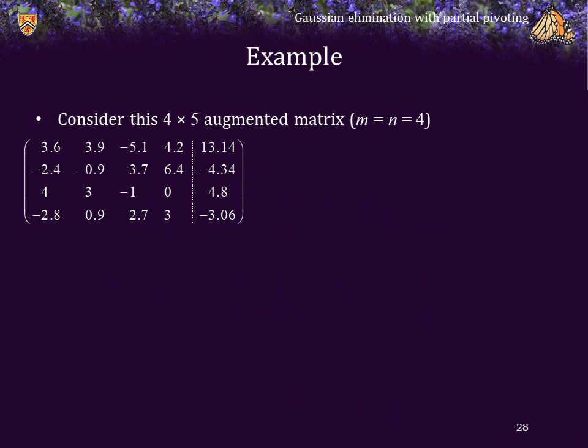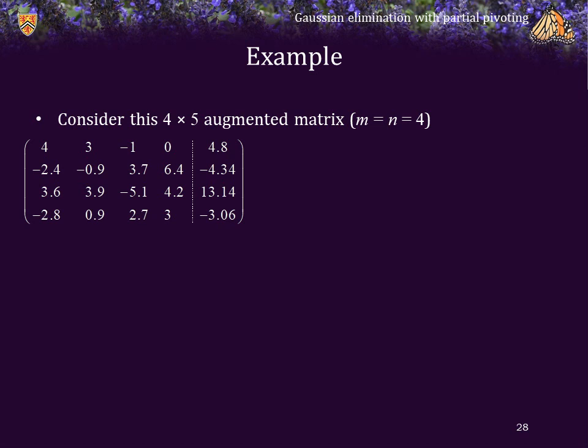Now, consider this 4 by 5 augmented matrix, where the matrix A is 4 by 4 and the target vector is a 4-dimensional vector. We start with column 1. All of the entries in column 1 currently are leading non-zero entries, the largest in absolute value of which is in row 3. Therefore, we will swap all of row 1 and all of row 3. This places the largest in absolute value leading non-zero entry in column 1 at index 1, 1.